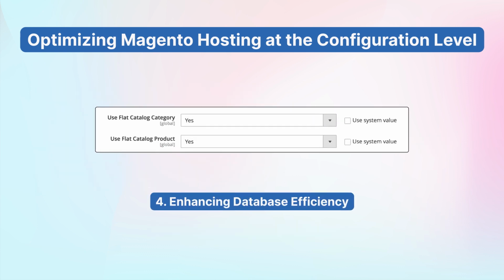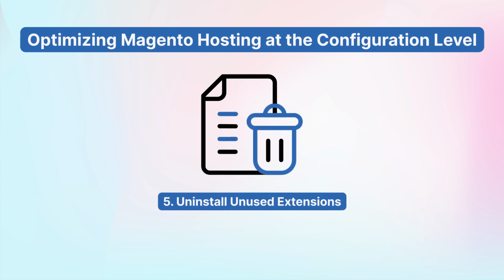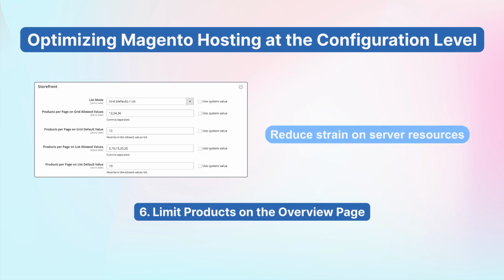Enhancing database efficiency can be done by enabling the Use Flat Catalog options. To contribute to the efficiency of your hosting environment, uninstall unused extensions. Limit products on the overview page to reduce the strain on server resources.